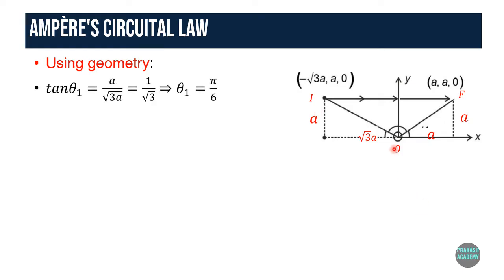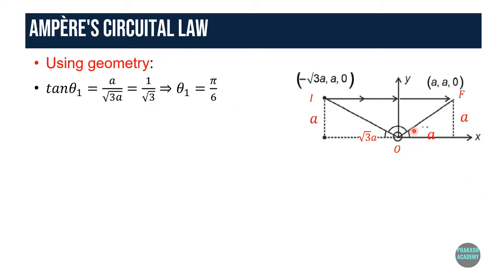Now, let us call this angle theta 1. So, we can write tan theta 1. So, tan theta 1 will be this distance divided by this distance, and this distance is a and this distance is √3a. So, this means this is 1 by root 3. So, we know when theta is equal to 30 degrees, tan theta is equal to 1 by root 3. So, this means in this case theta 1 is equal to 30 degrees, which is basically equal to pi by 6.